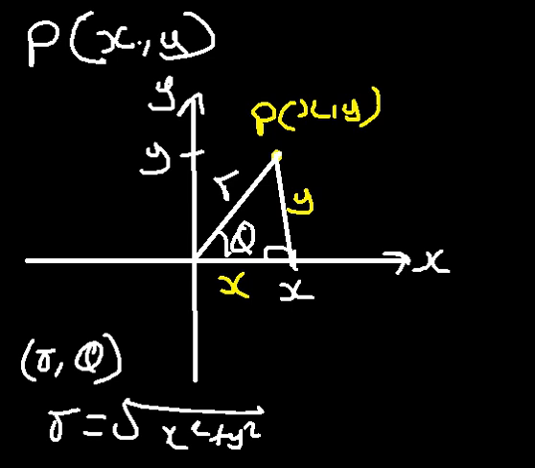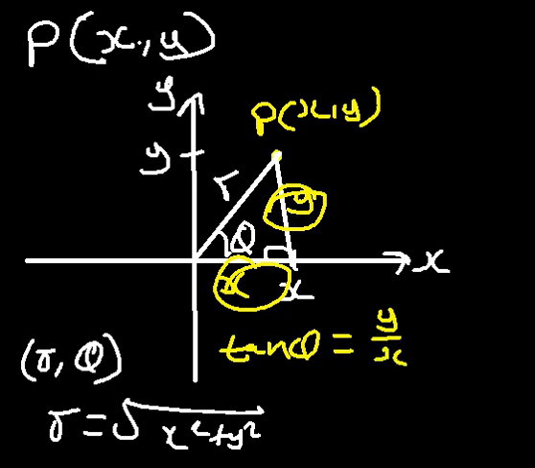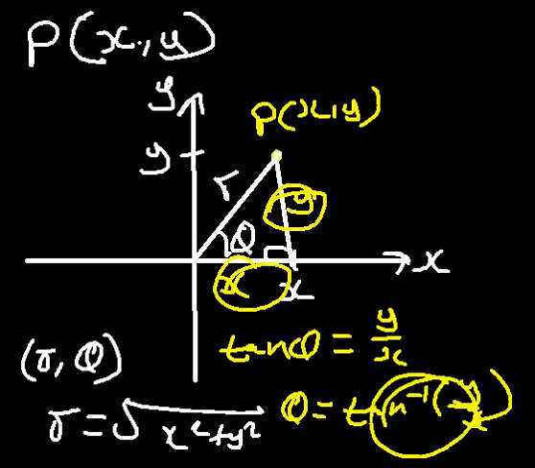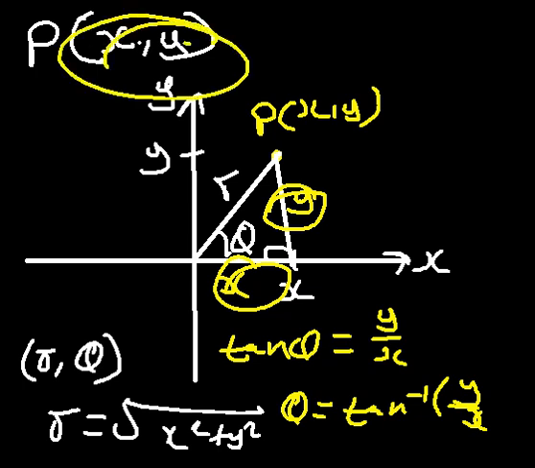So using the trigonometric ratios, this is the opposite and this is the adjacent, which means we have tan theta equal to y over x. If we'd like to have the angle theta, we have theta equal to the tan inverse of y over x. So this is the formula used to get the value of the angle theta. This is what you call the rectangular coordinate system, and this is what you call the polar coordinate system. So keep that in mind.